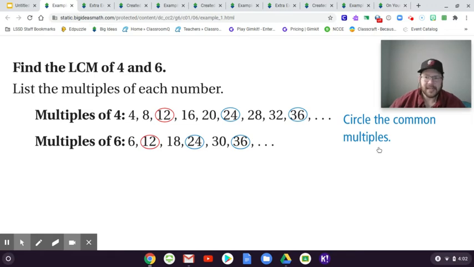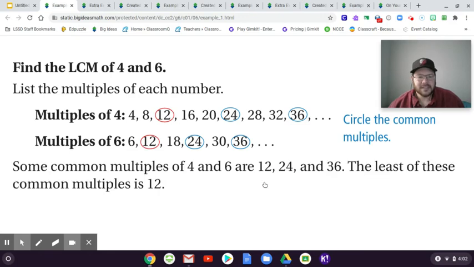Multiples go on forever and ever. All that we care about, though, is the least common multiple, the first multiple that shows up for both 4 and 6 on our list of multiples, which is 12. Therefore, the least common multiple of 4 and 6 is 12.